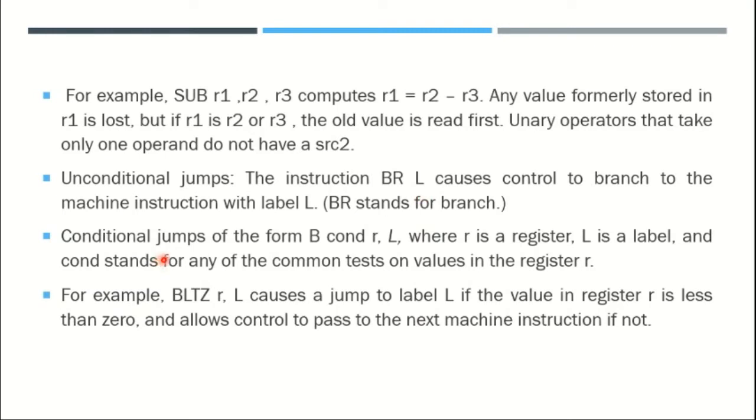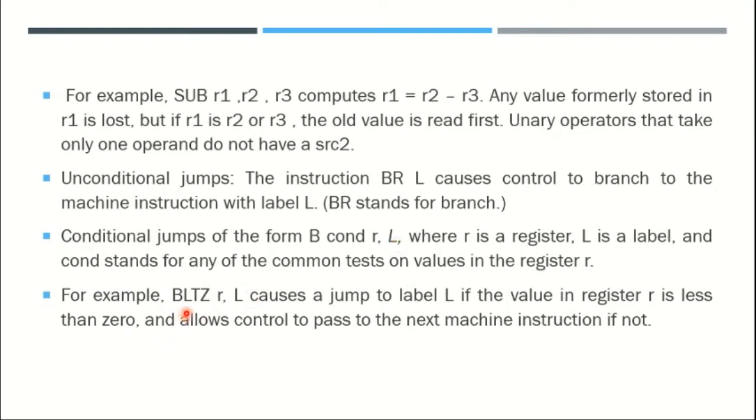In the same way, conditional jumps. Here we check a condition. If that condition is true, then go to that particular label. In case the condition is false, then simply go to the next instruction. Whenever the condition is true, we skip the next instructions and move up to that label, and the remaining instructions are skipped. If the condition is false, then simply move to the next instruction.